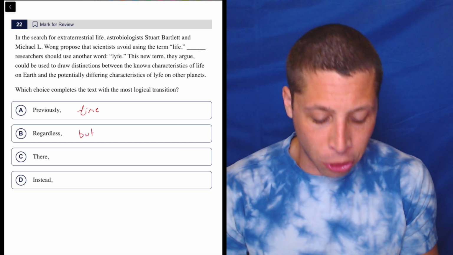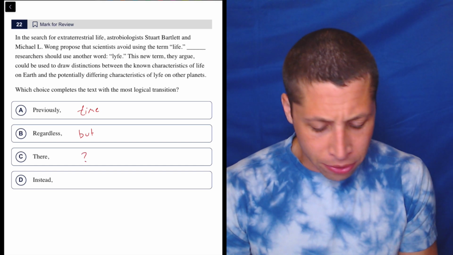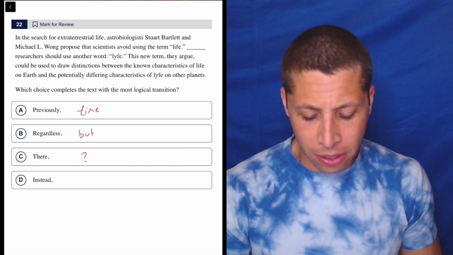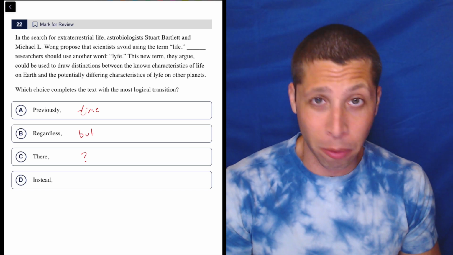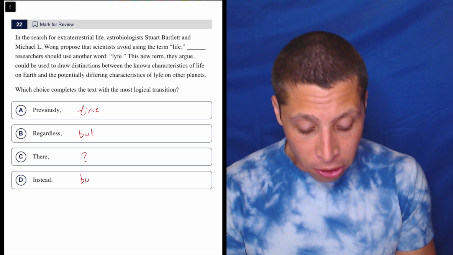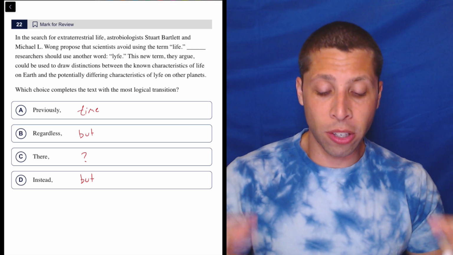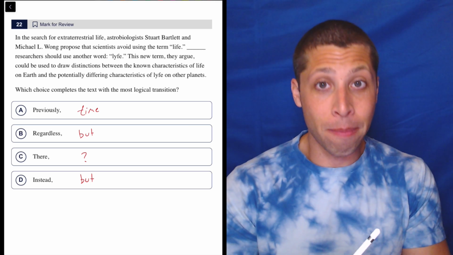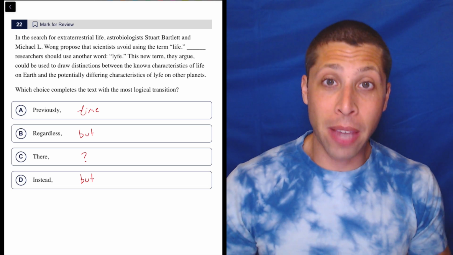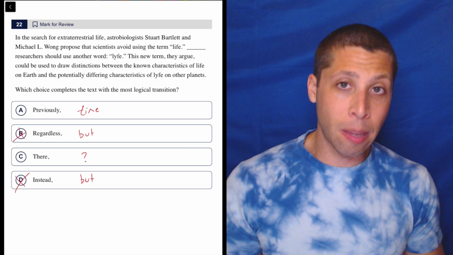Regardless is a version of but, so it's much more for contrasts. There is kind of weird. We'll deal with that if we need to. Sometimes those weird ones will show up and we're just like, all right, if everything else is wrong, we'll pick this. And then instead is also a contrast. That means but. So if you've heard me talk about the strategy for these transitions before, you've heard me say that if two words fit the same category, then they're both wrong, right? So if we're following that strategy, it's very likely that both B and D are wrong.